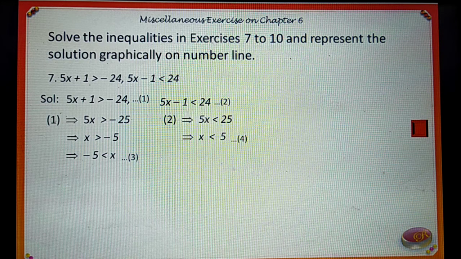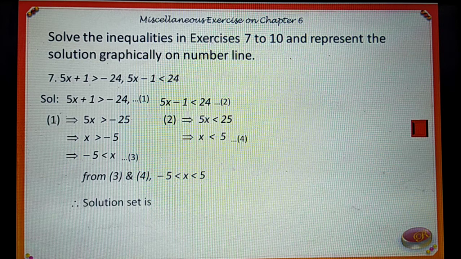From 3 and 4 we get −5 < x < 5. Therefore, the solution set is the open interval from −5 to 5. The graph of the solution set is represented on the number line in the following figure.